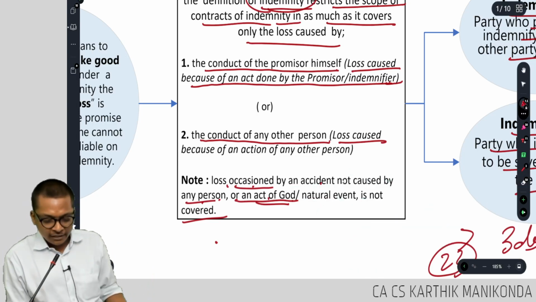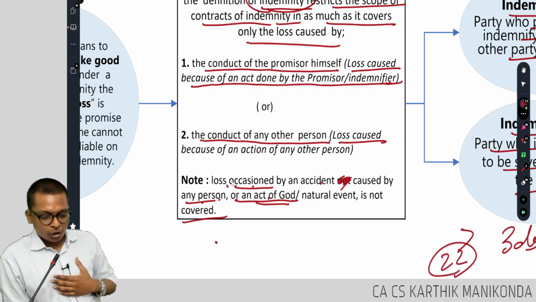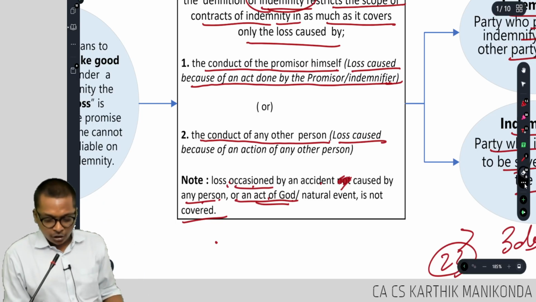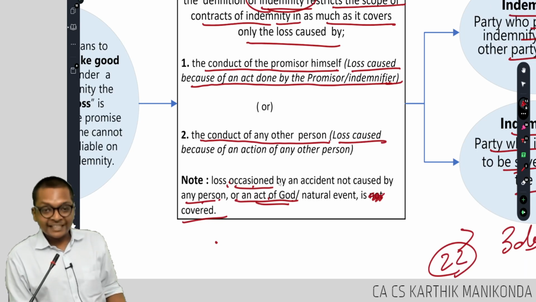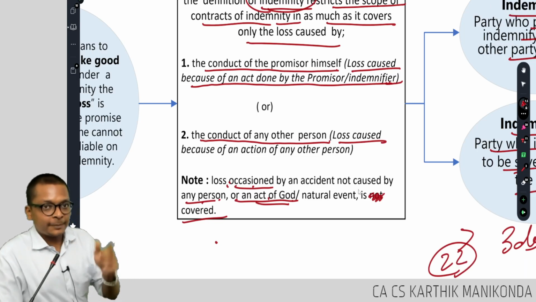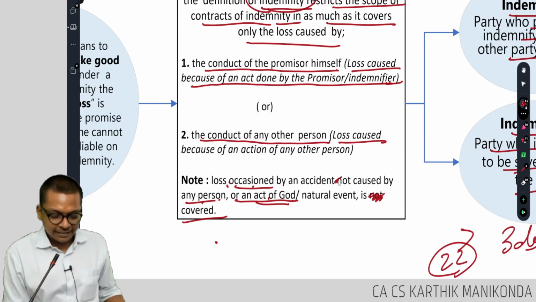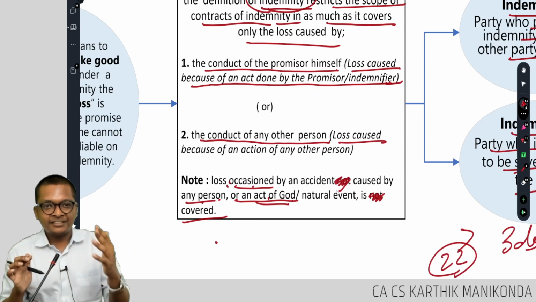Double negative, if you miss one not and you read the whole sentence, the meaning will change. Loss occasioned by an accident caused by all these people is not covered. Now read with the other not. Strike off this not. Okay. Loss occasioned by an accident not caused by all these people is covered. That means these things are not covered. Sir, exam I want to pass. Strike both the nots. Loss caused by an act of God or natural event is covered.